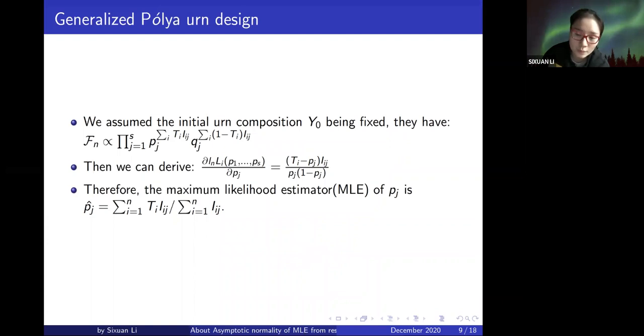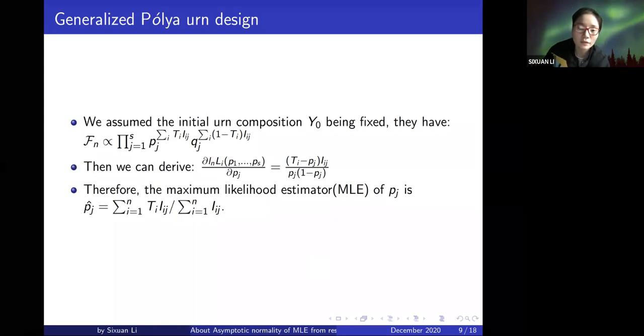We assume the initial composition is fixed, so we can have the sigma algebra generated by the stochastic process through stage n proportional to this, and then we derive. We take the derivative, and we have things on the second line. Then we do the MLE for the PJ hat, and we have the result in the third line, which is basically the proportion of observed responses of treatment J.